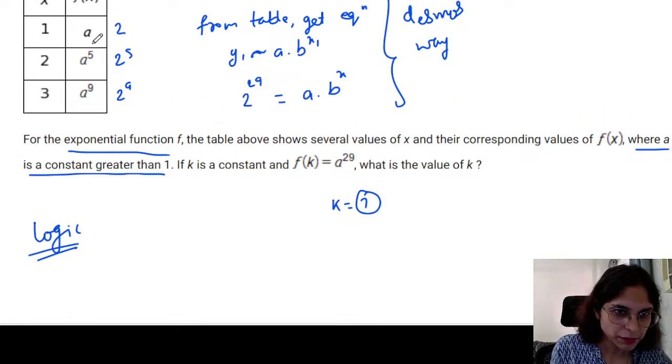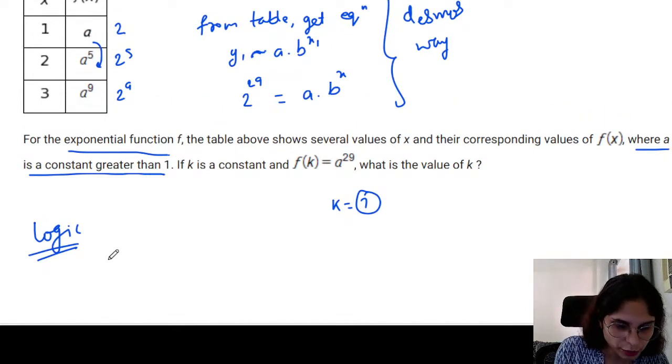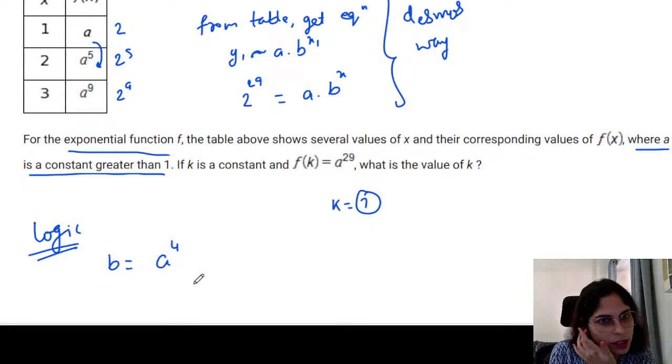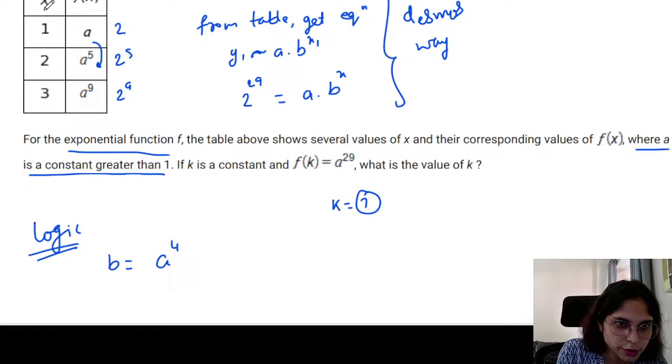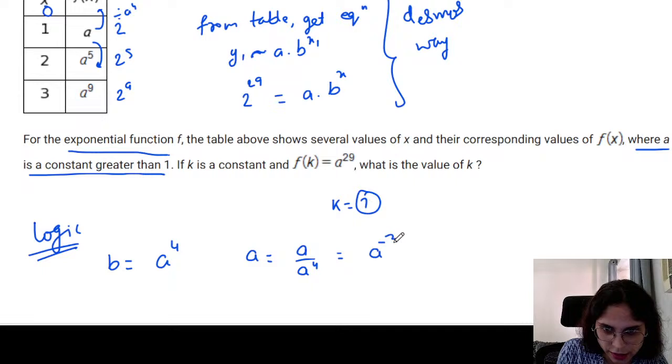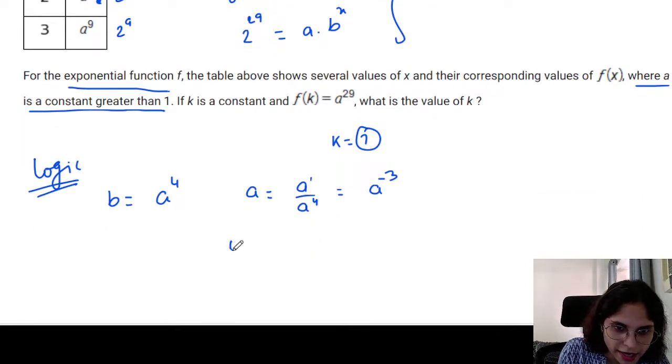So you can see you are multiplying with a to the power 4 every single time. So your b is a to the power 4. So for 0, you will be dividing with a to the power 4. So your a value is going to be a divided by a to the power 4. That is a to the power negative 3. 1 minus 4 is negative 3. And y is a times b to the power x.